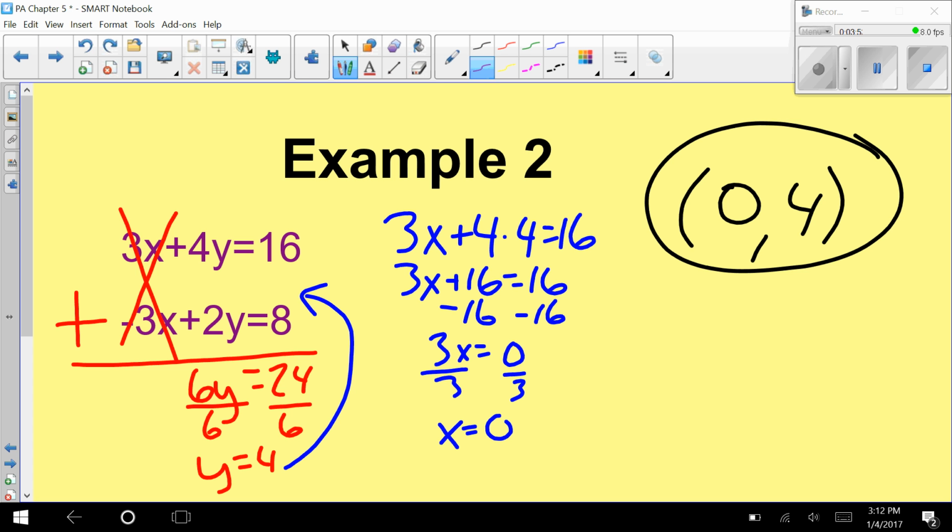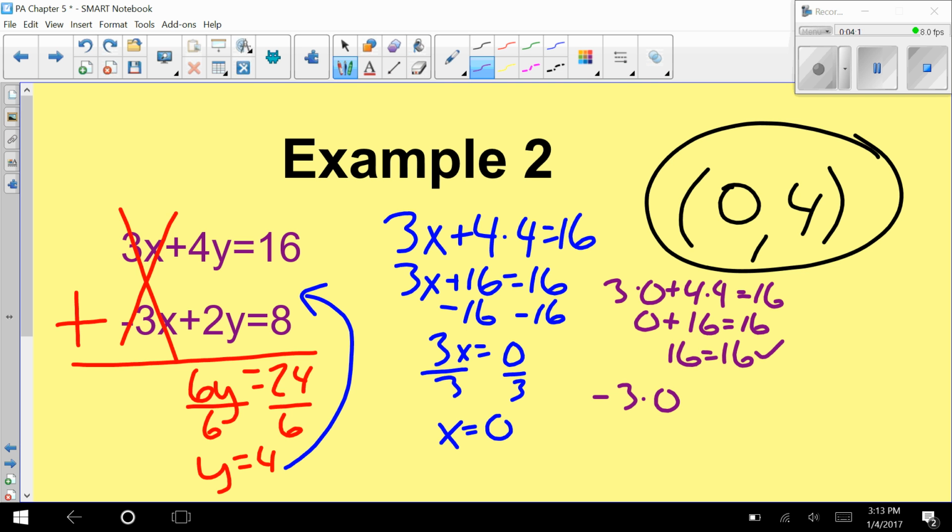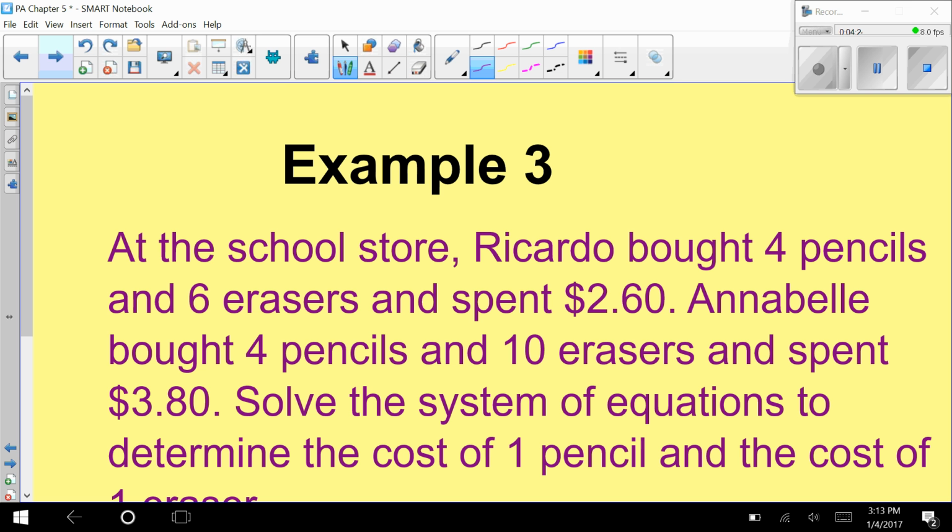To check our work, we plug it into both original equations. So 3 times 0 plus 4 times 4 should be 16. 3 times 0 is 0, plus 4 times 4 is 16. 0 plus 16 is 16, so that one checks out. Negative 3 times my x, which is 0, plus 2 times 4 for y equals 8. Negative 3 times 0 is 0. 2 times 4 is 8. 0 plus 8 is 8. So it works out.